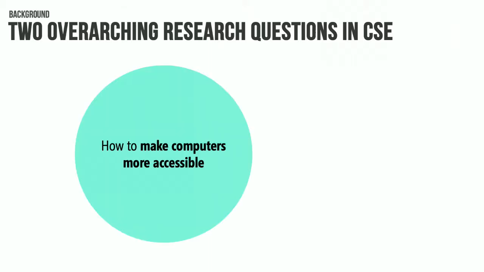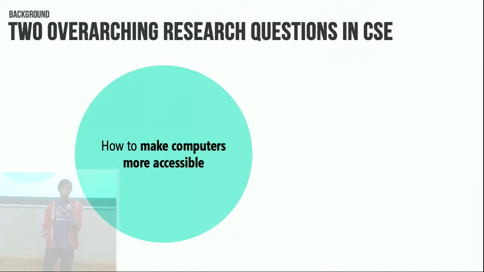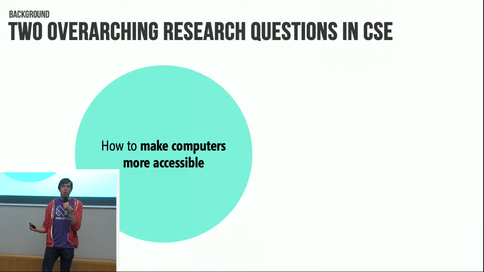I like to think about two overarching research questions within computer science. And this is more of my perspective, maybe not generalizable to all people who are doing research in this space. But the first is, as computation pervades the fabric of everyday life and becomes essential to partake in society, how can we make computers more accessible to people with all abilities?